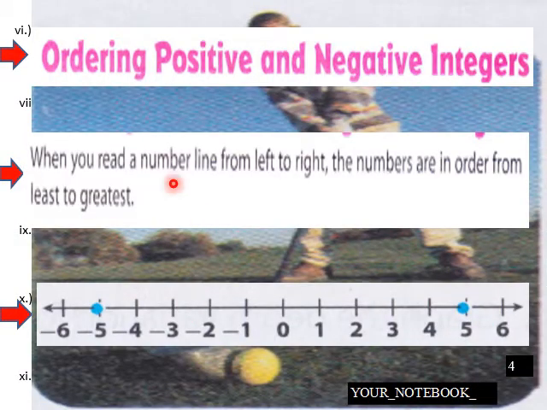Order in positive and negative integers. When you read a number line from left to right, the numbers are in order from the least to the greatest. This is the least, and then this would be the greatest here, moving from left to right.